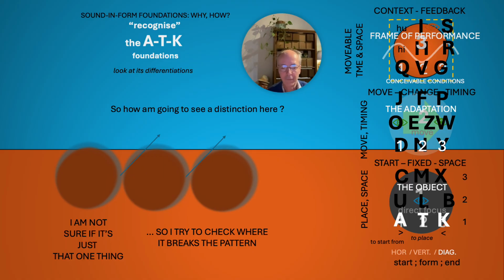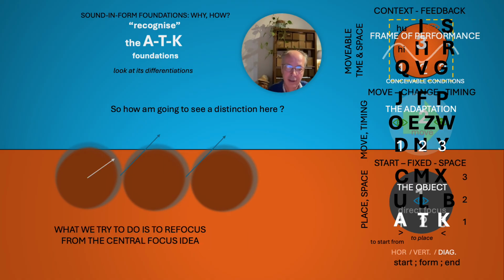You see, okay, there's a deviation here. Something breaks the pattern. There's not really a pattern I can follow. Something is there that is breaking it. And while trying to see what is really breaking that pattern, you try to distinguish from your middle focus. You're trying to refocus again from your central focus idea, because that was your starting point. I'm trying to focus upon a middle thing in the center, and I'm not able to. So you still try to refocus.